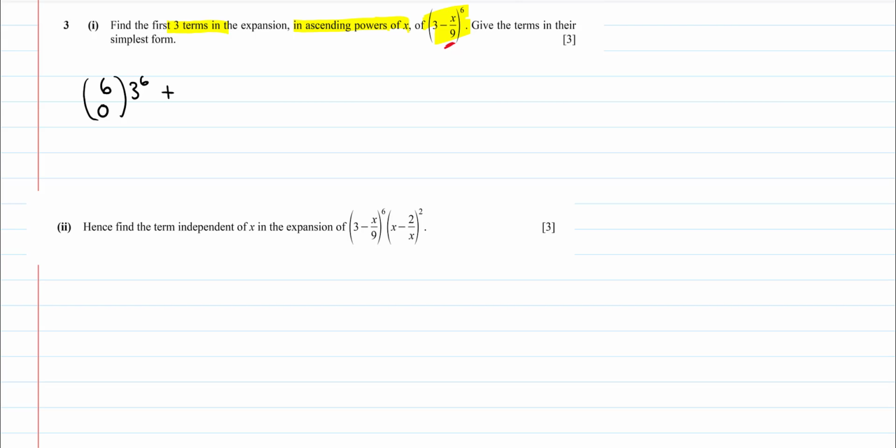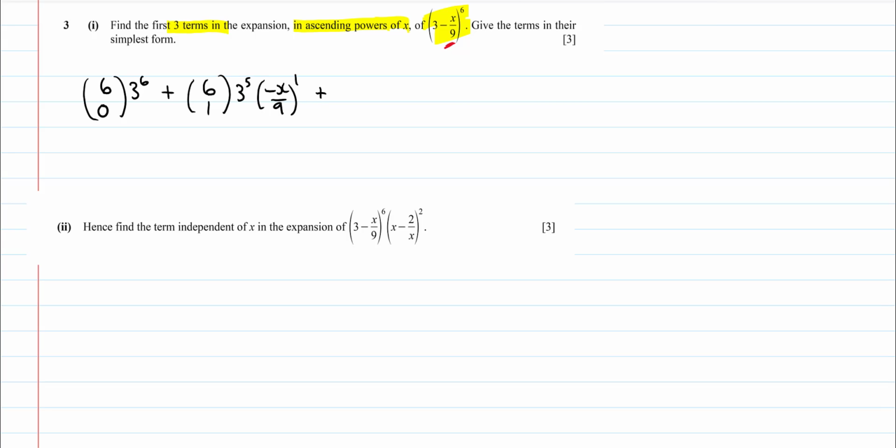And then our next term, we've got 6 things, and we're going to choose one of those minus x over 9's. So that means I have to have 3 to the power of 5 and minus x over 9 to the power of 1. I don't need to write that to the power of 1, but I'll put it in to make it clear what is going on.